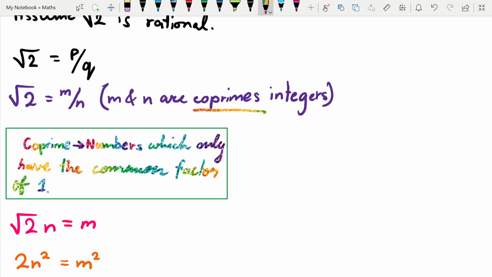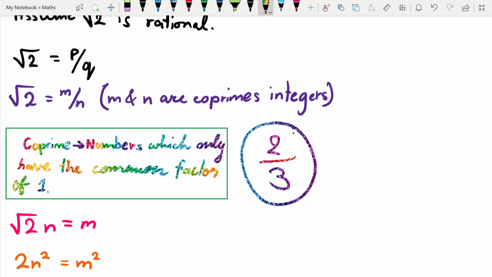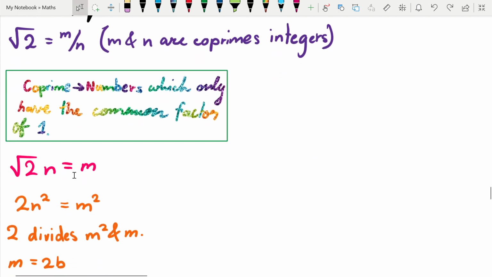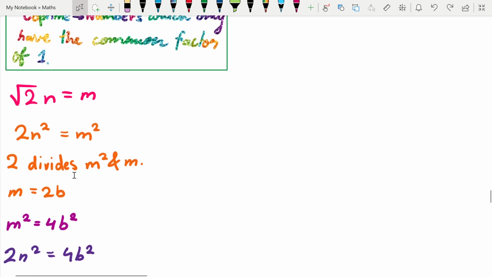Now, what are coprimes? Coprimes are numbers which only have a common factor of 1. So the most simplified fraction, like 2 by 3, here we can see that 2 and 3 are coprimes because you cannot divide them by any other number. So, if we do a little bit of shifting, we get that root 2n is equal to m.